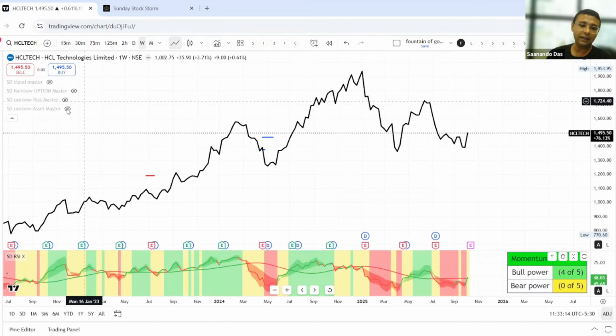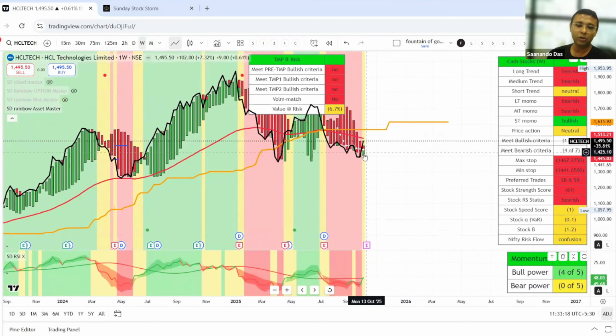If I apply the asset master now, you can clearly see that we don't have a rainbow buy signal. Also, there are tons of resistance. So going into a stock, you don't want HCL Tech to remain range bound within 1600. You want to go into a stock which has a longer opening.